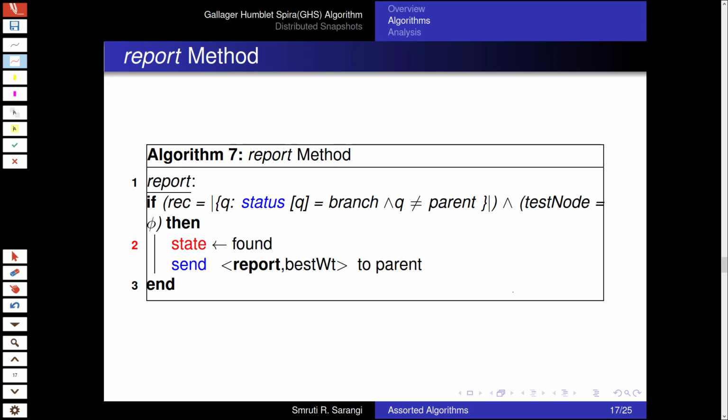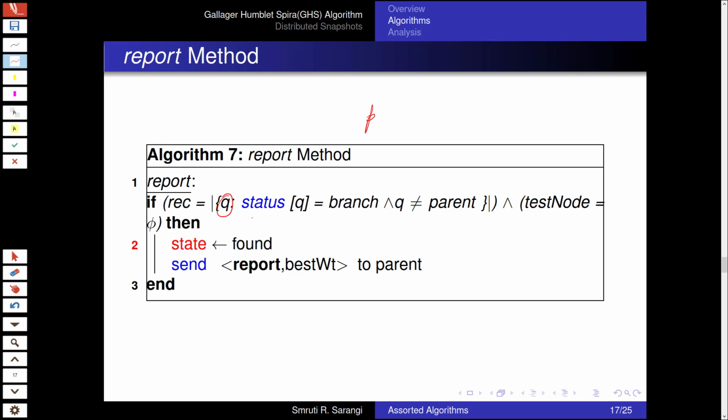So what does the report method do? It's a method, okay? It's not a message, it's a method. So what the report method does is that, number one, it looks at this set. So this is the set of all Q. So again, I am P and the other node is Q. Any other node is Q.